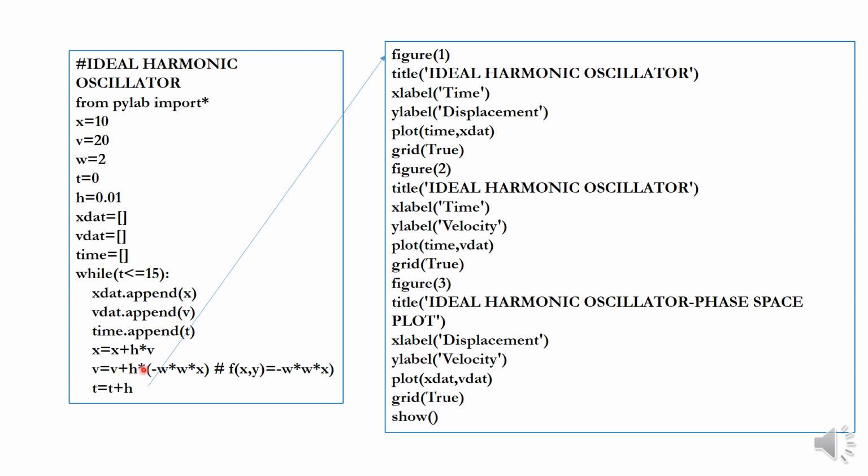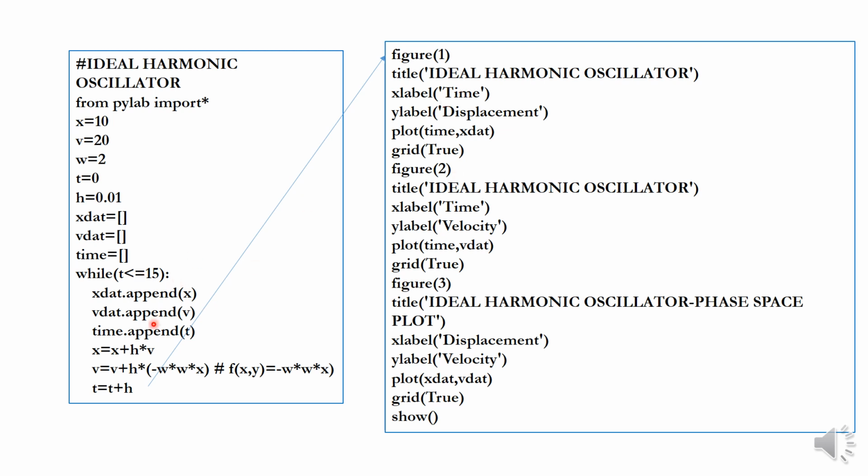So this is the first integration, this is the second integration. Using the first integration we get the velocity, then integrating twice we get the displacement, or the solution. Now the time is incremented and this loop will work until the time is equal to 15.